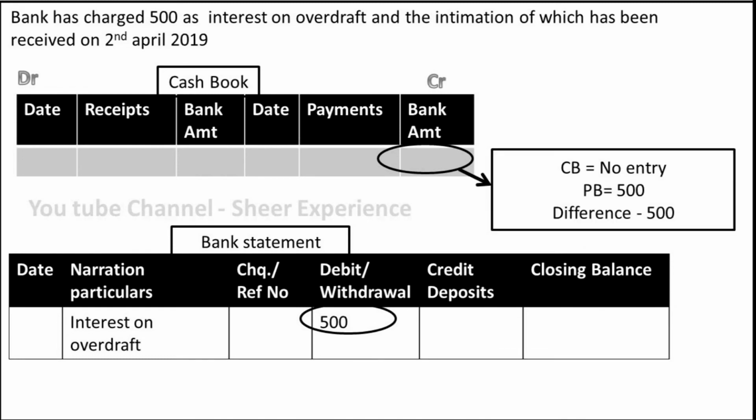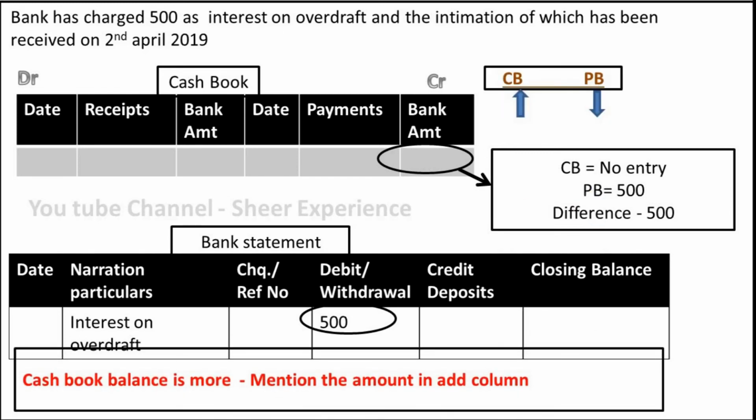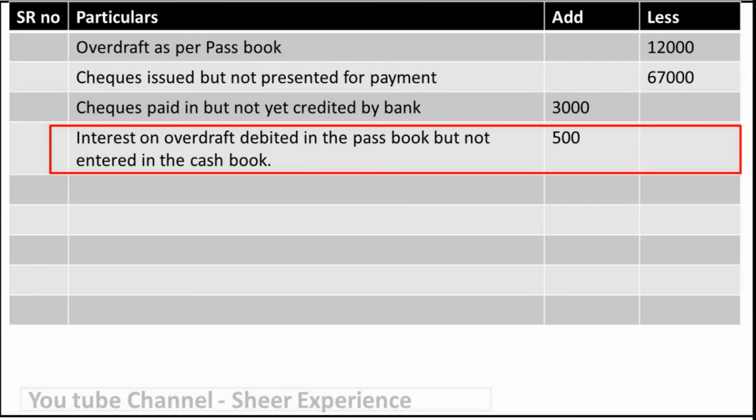The difference is related to payments. Payments always decrease the closing balance. That is why the cash book balance is more than the passbook balance. I am preparing the bank reconciliation statement with the overdraft passbook balance, so I am referring to only the cash book balance. Here the cash book balance is more, so I will mention this 500 in the add column. In the particulars column: interest on overdraft debited in the passbook but not entered in the cash book.